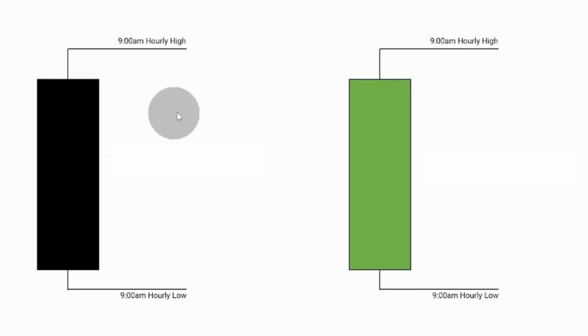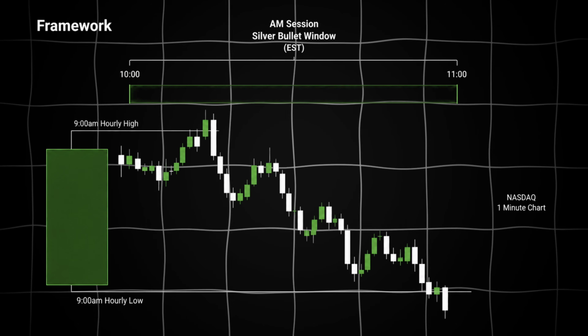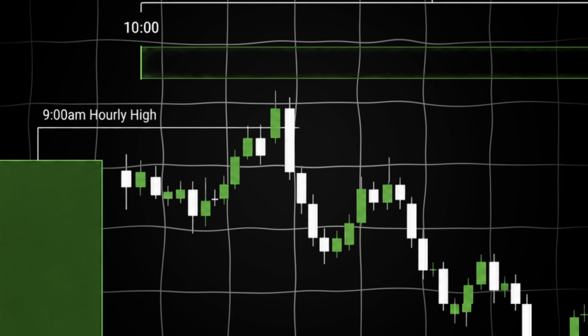Now for the framework, I will use the previous candle's high and low to frame reversals, and in this framework, I'm going to use the previous hour's high and low. And in this case, that's the 9 AM hourly candle. So the first thing I do when I get to the charts is once 10 AM hits, I'll use the previous hour's high and low, or the 9 AM hourly candle, and I'll mark off the low and the high of that.